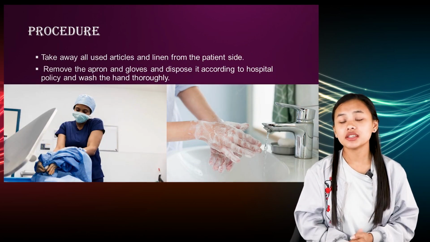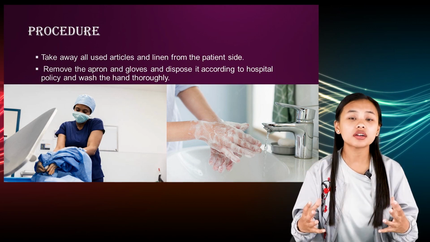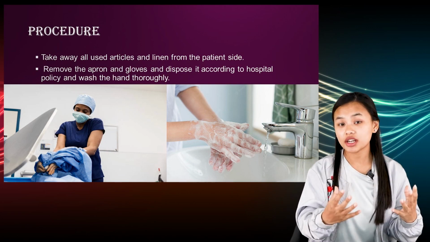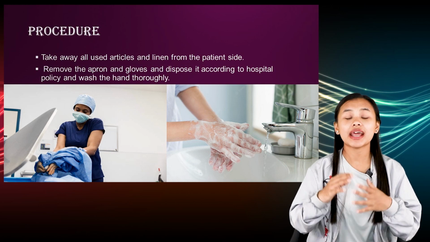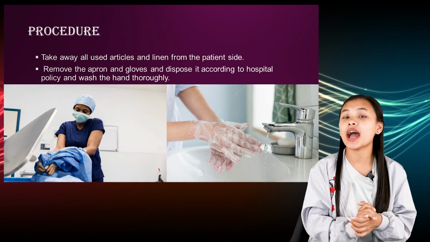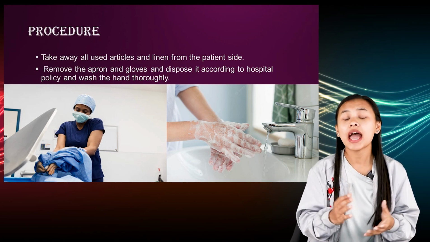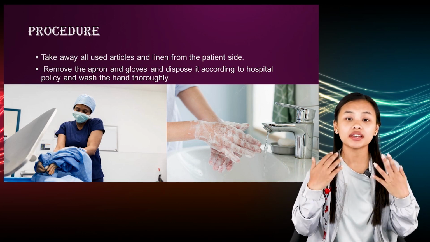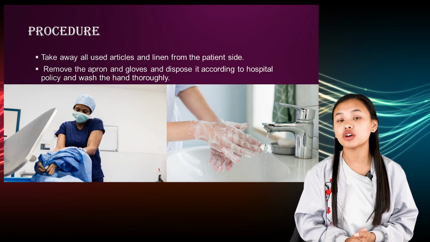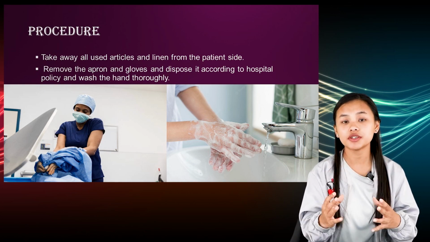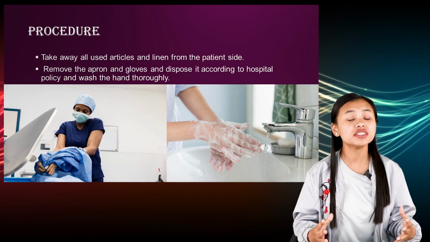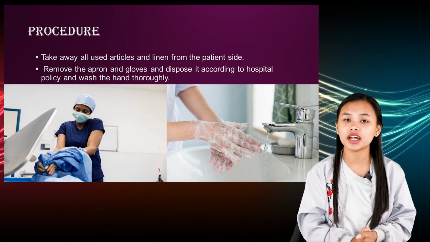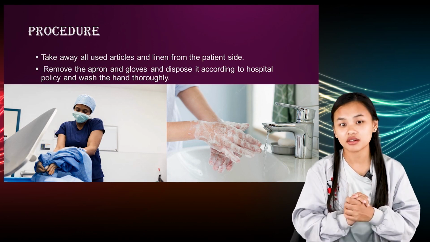And after this is done, then you must take away all the articles as well as the soiled linen from the patient bedside and send it for sterilization and disinfection as required. And then at the last, you can remove your aprons and gloves and dispose of them according to the hospital policy. So here, after all of these things are done, the last step is that you need to wash your hands thoroughly. So these are the various steps that you must follow whenever you are providing a sponge bath to the patient.